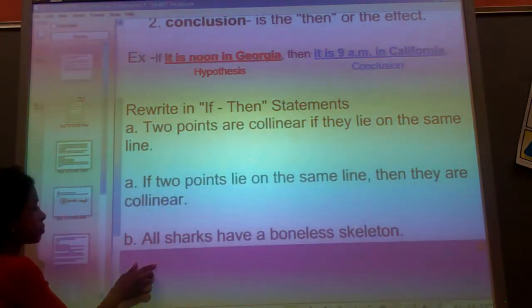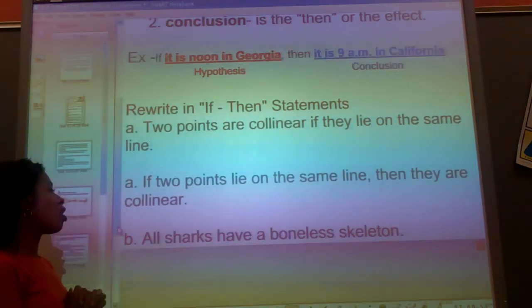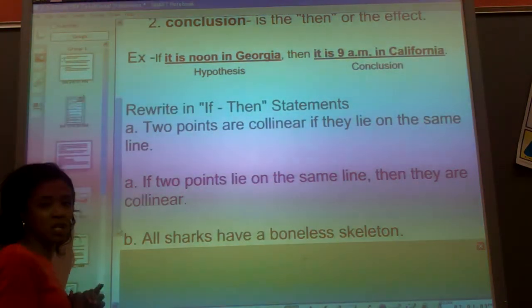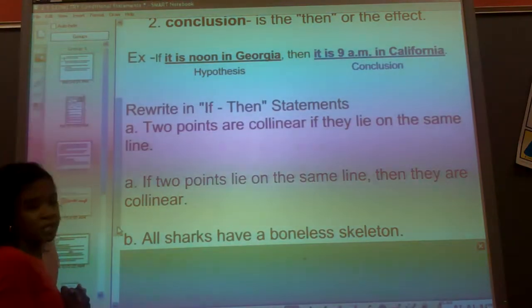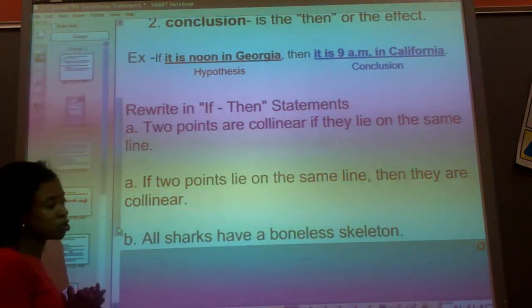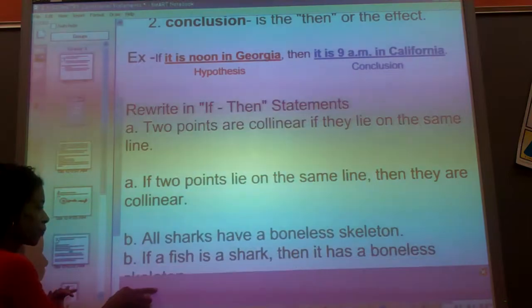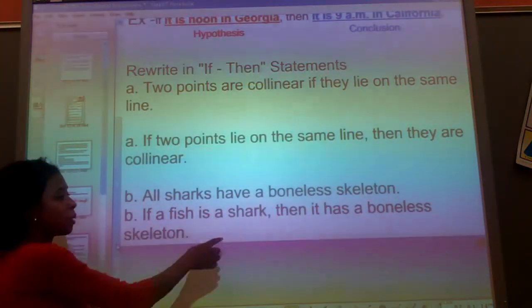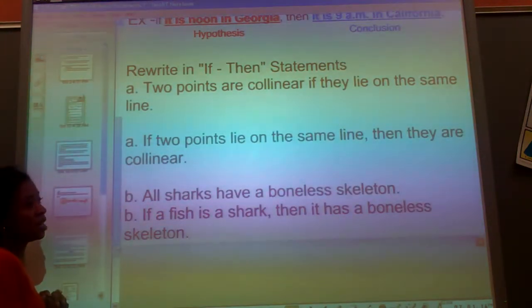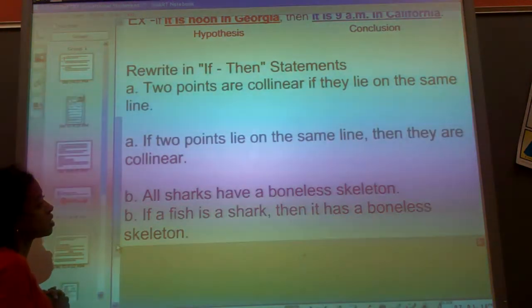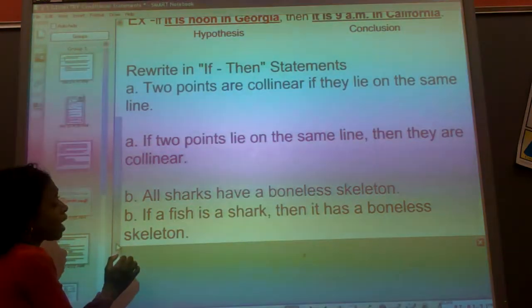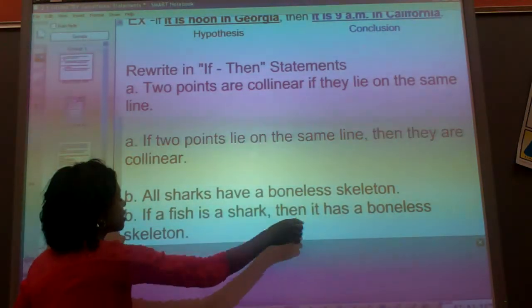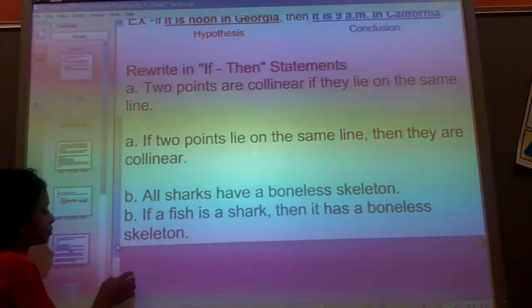Here's another one. You can try this one here. All sharks have a boneless skeleton. So there's no if or then in this one to give you a clue. How can we write this as a conditional statement? You can hit pause to solve it. Otherwise, here's the answer. If a fish is a shark, comma, then it has a boneless skeleton. So again, the hypothesis, a fish is a shark. The conclusion, it has a boneless skeleton.